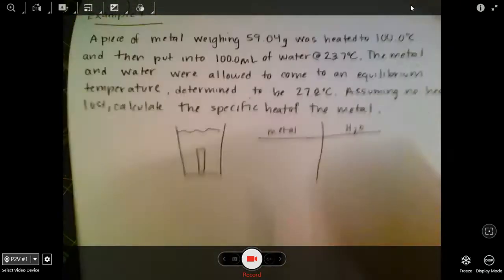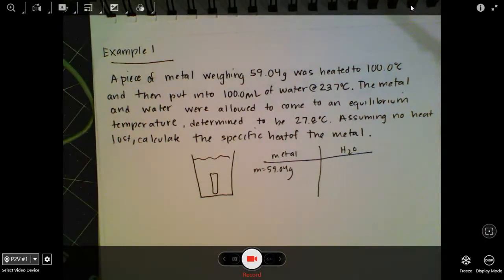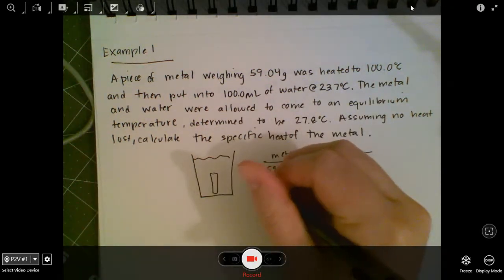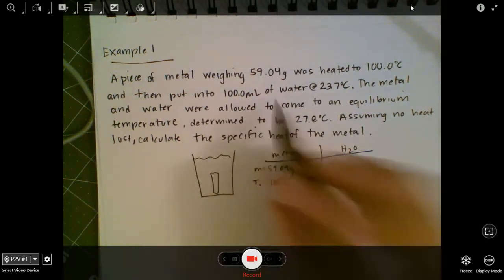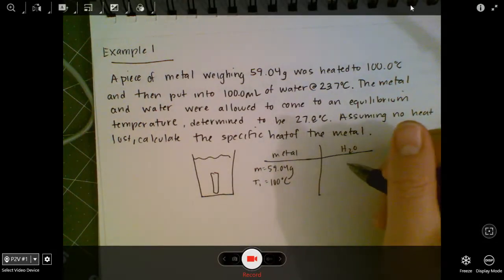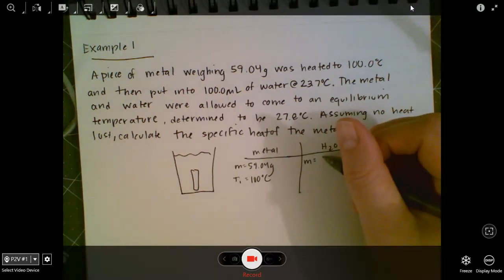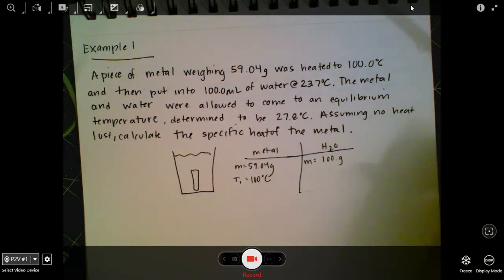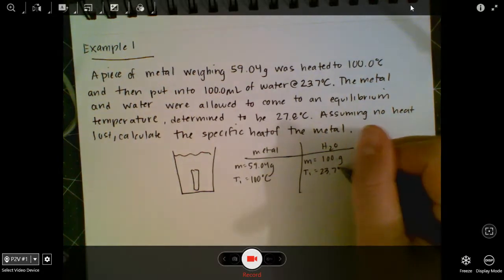So I have my metal, and the mass is 59.04 grams, okay? So I've got my metal's mass, and it was heated to 100 degrees Celsius. So that means my T initial is 100 degrees Celsius, and then put into 100 milliliters of water. Well, we know that if I have a mass of water and it's 100 grams, assuming the density is 1 gram per milliliter, I have 100 grams of water. And the water's initial temperature is going to be 23.7 degrees Celsius.